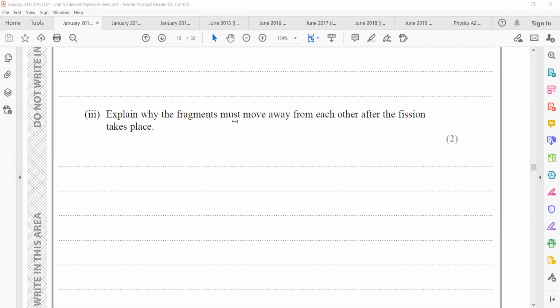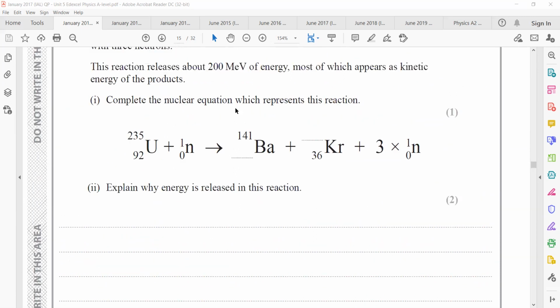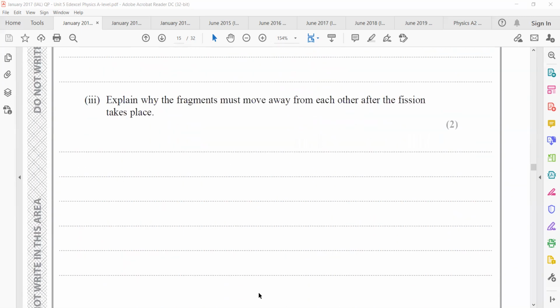Explain why the fragments must move away from each other after the fission takes place. To conserve momentum, they should move away from each other. If the initial momentum is having a certain direction, the initial momentum should be equal to the final momentum. As we know, uranium is there, so if the initial momentum of uranium is 0, the final momentum should also be 0.